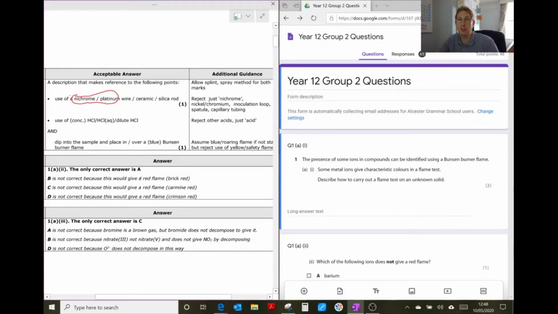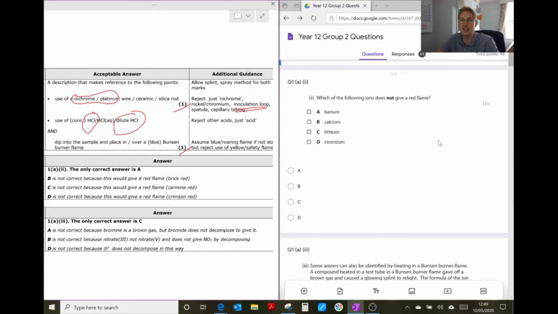ceramic or silica rod. That was mentioned several times. Lots of people just talked about a wire. Lots of people talked about an inoculation loop, which is absolutely rejected. The other thing, you had to talk about using concentrated hydrochloric acid or dilute hydrochloric acid at some point to clean the wire, and dip into the sample and place over a blue Bunsen burner flame for the second mark. So if you didn't talk about HCl and you didn't talk about nichrome or platinum, you were getting 0 out of 2.